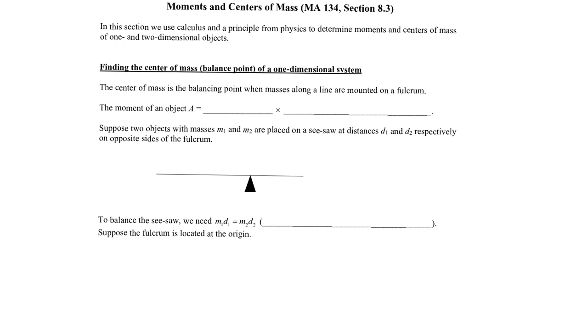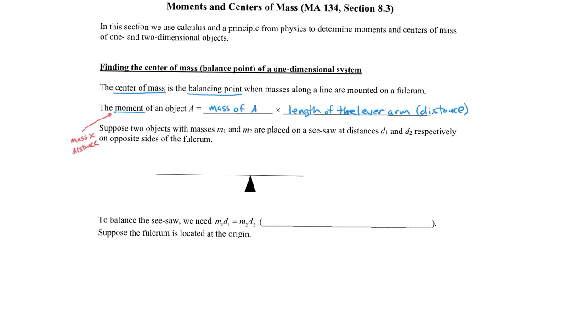But first, we need to talk about some terms. In finding the center of mass or balance point, we're going to start off with a one-dimensional system. The center of mass is the balancing point when masses along a line are mounted on a fulcrum. And the moment of an object A is equal to the mass of A times the length of the lever arm, which we'll think of as a distance. So you could really think of a moment as mass times distance.